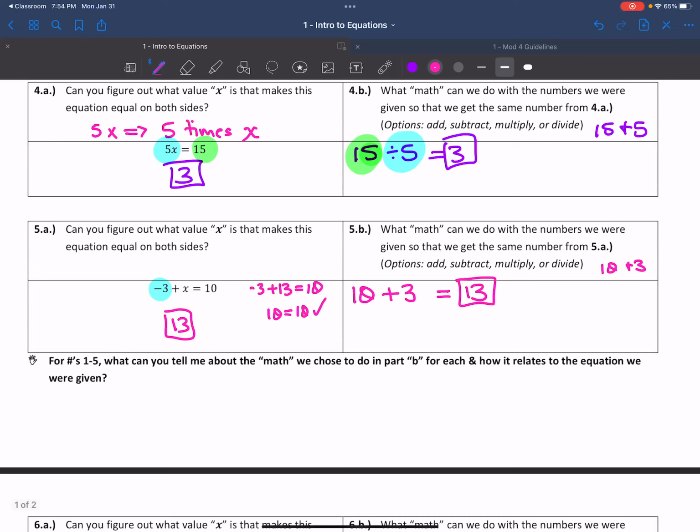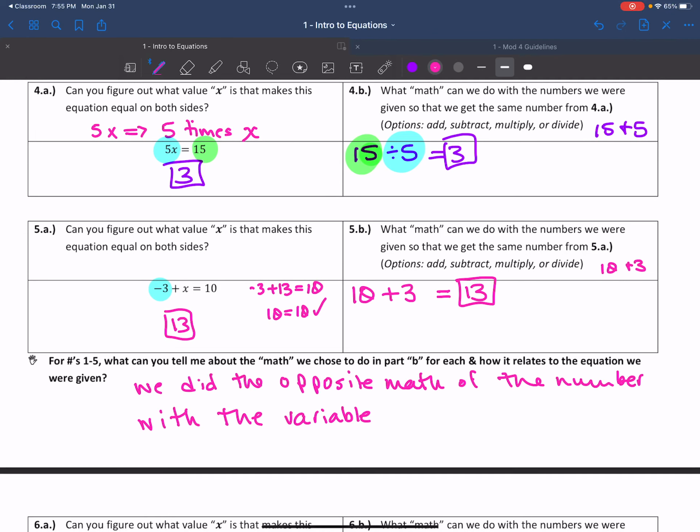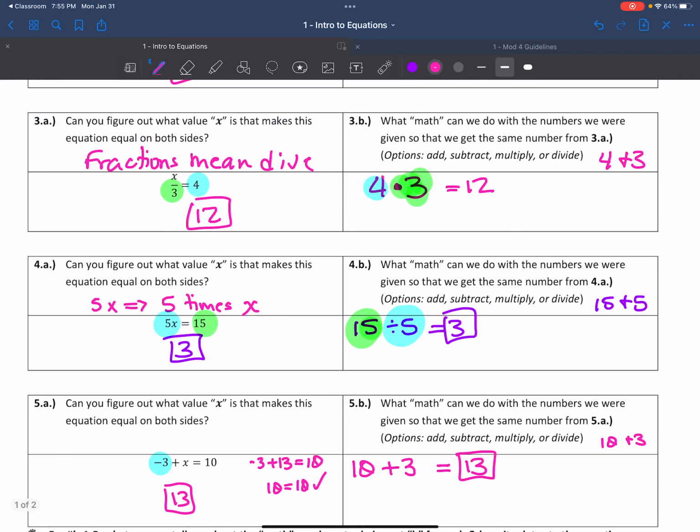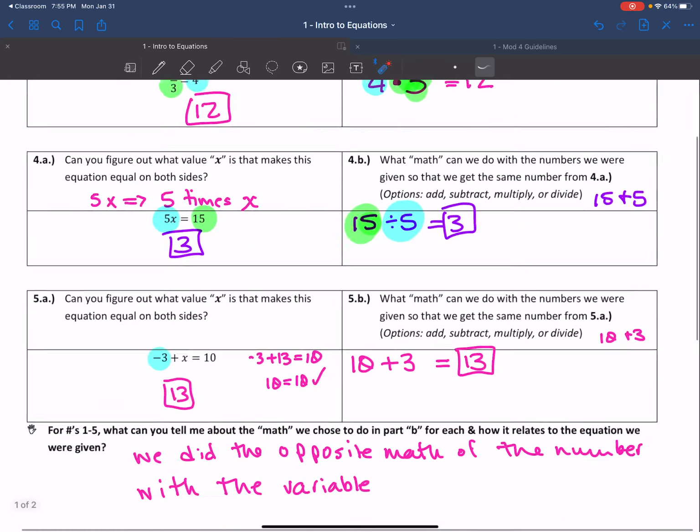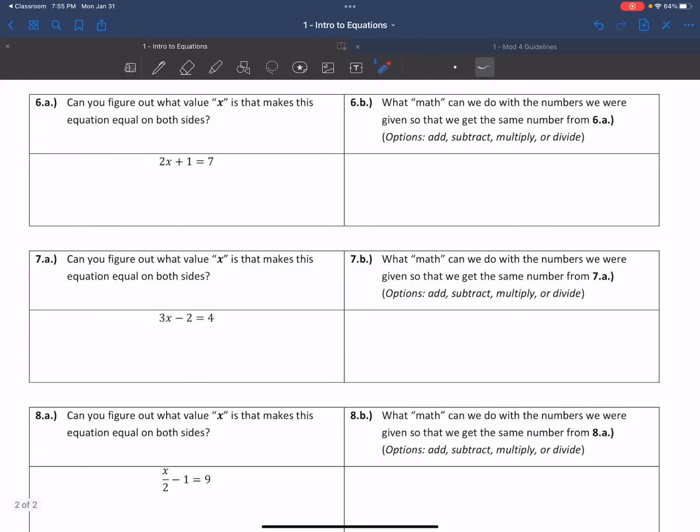So for numbers 1 through 5, the math we chose to do in part B for each and how it relates to the equation we were given. Okay, so we did the opposite math of the number with the variable. So every time a number was with the variable, we did the opposite, right? So here we had -3, we did the opposite, changed it to a +3. Here we have times 5, here we divided by 5. Divided by 3, times 3. -7, add 7, +8, -8. So we were always doing the opposite from A to B. Okay, so let's keep that in mind.